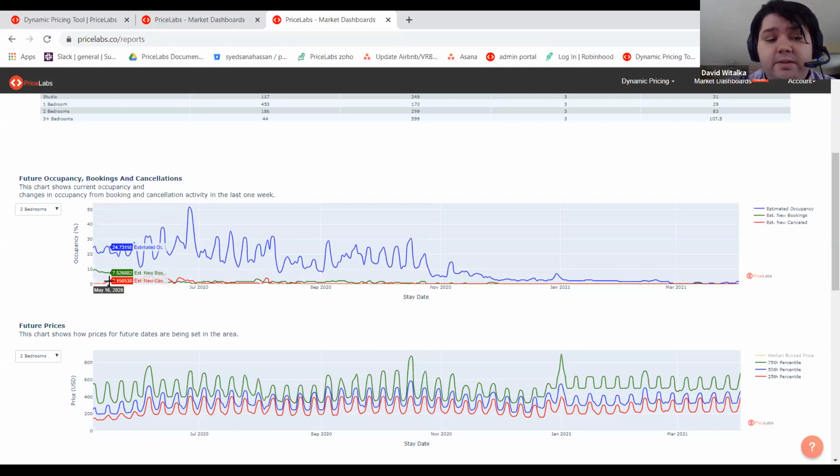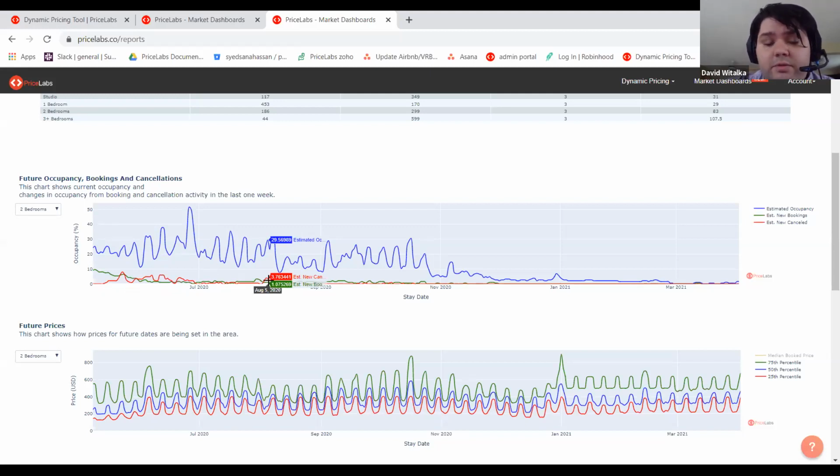Similarly, the red line is cancellations in the last week. So again, it's a percentage of listings that have seen a cancellation for this given date, and it is indicating the blue line going down. So for instance, out here on this weekend, August 5th and August 4th, we were seeing more cancellations for that date than bookings, and it's fairly far out.